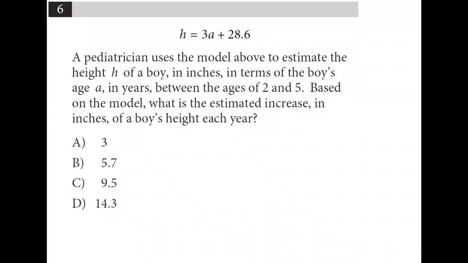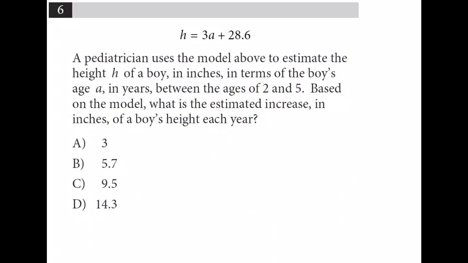Number 6. H is equal to 3a plus 28.6. A pediatrician uses the model above to estimate the height h of a boy in inches in terms of the boy's age a in years between the ages of 2 and 5. Based on the model, what is the estimated increase in inches of a boy's height each year?